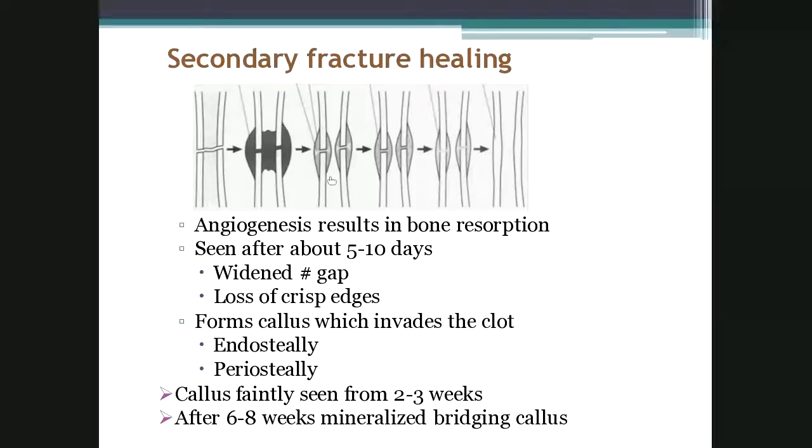By the end of the first week, the hematoma is resorbed unless there's infection, excessive motion, or extensive necrosis of the surrounding soft tissues. With time, callus will start forming endosteally, so on the inside, and periosteally on the outside, and this will start to mineralize. This is seen within 2 to 3 weeks. After 6 to 8 weeks, the mineralized callus is bridging callus, so the fracture is bridged, and eventually, around that time, the fracture will be healed.